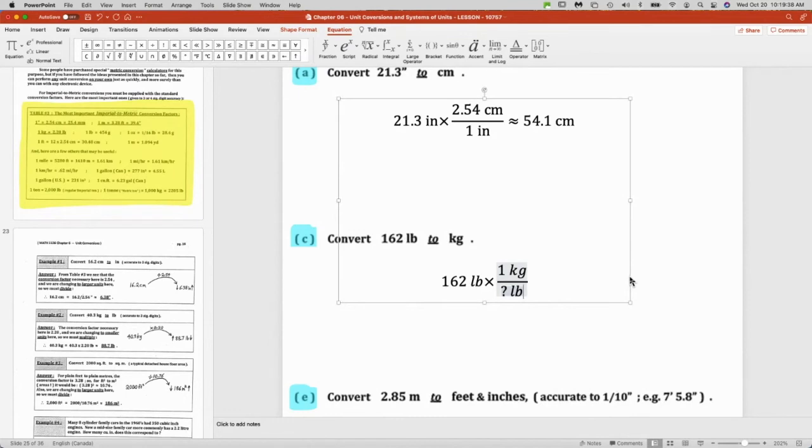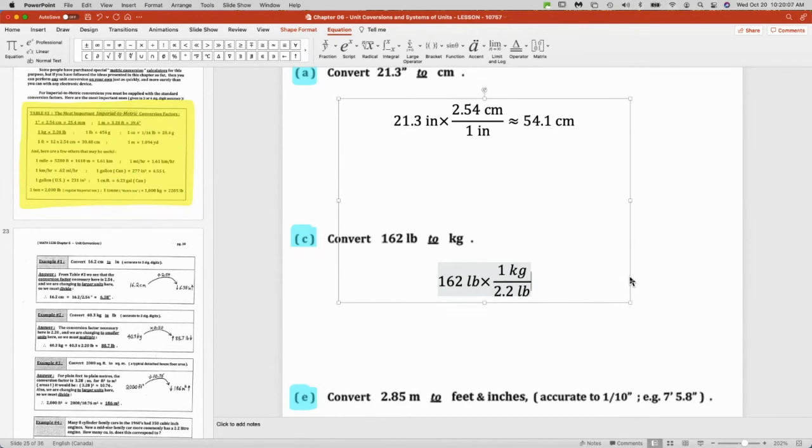Close. Close, Marco. 2.2 is the closer answer. If you want to be a superstar, it's 2.205. If you don't put the 05, don't worry about it. 2.2 is fine. That's what's in the table, and that's what I would expect. It's something that is memorized. Okay, Cosmo? It's just a conversion that we have to know.